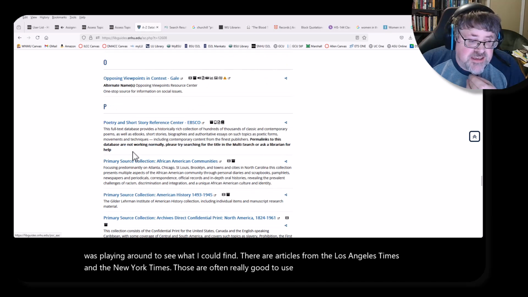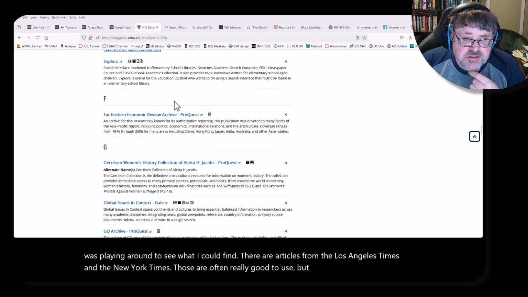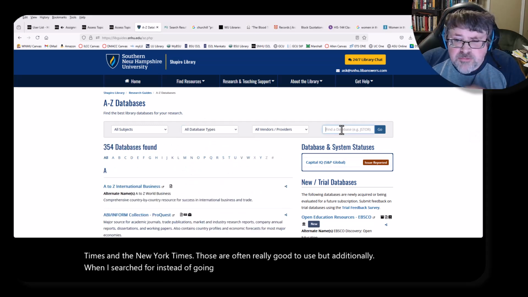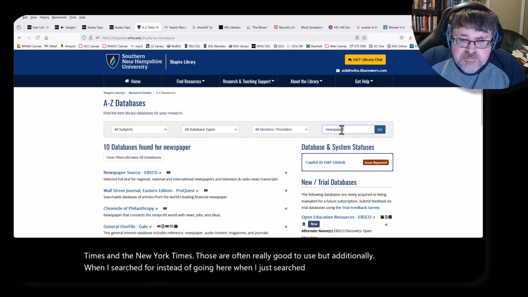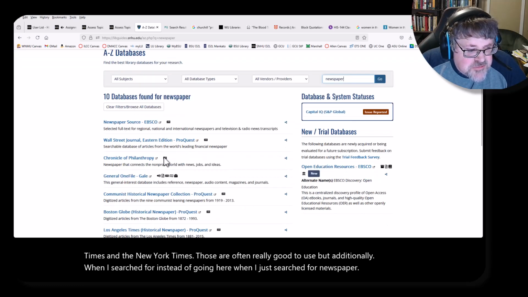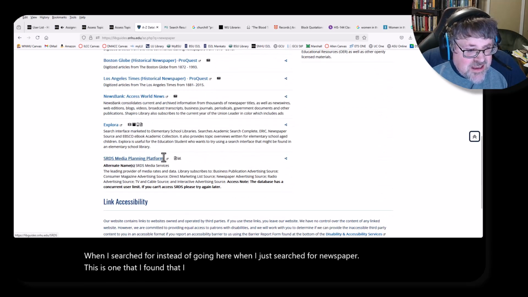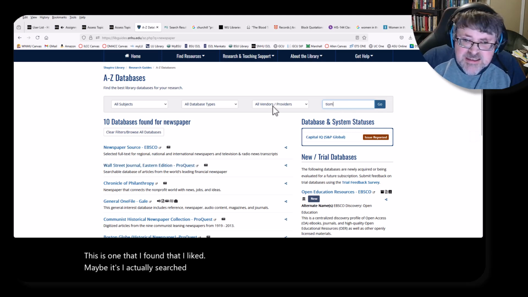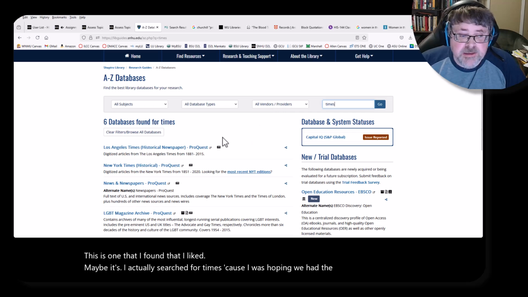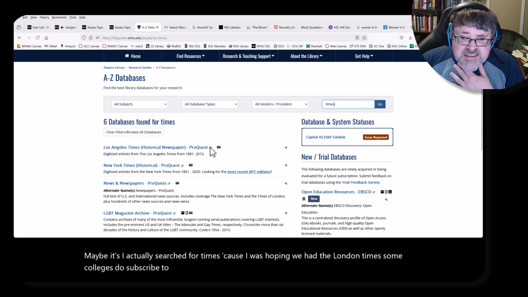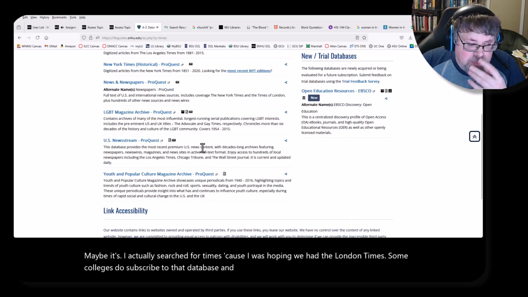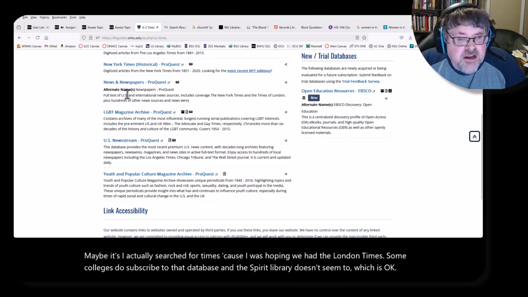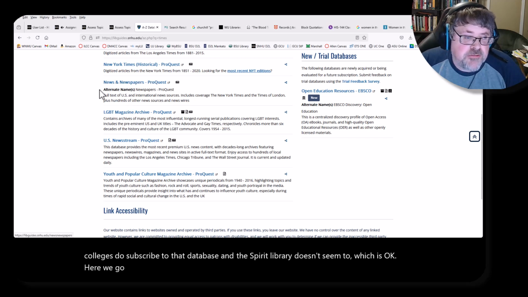But additionally, when I just searched for newspaper, instead of going here, see, this is one that I found that I liked. Maybe it's not. I actually searched for Times because I was hoping we had the London Times. Some colleges do subscribe to that database, and the Shapiro Library doesn't seem to, which is okay. Oh, here we go. News and newspapers ProQuest.